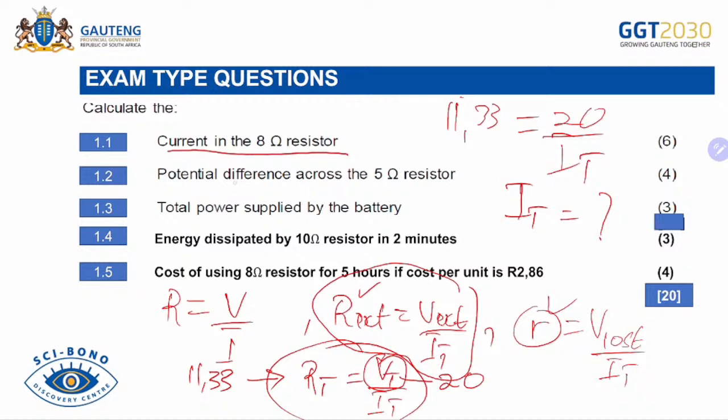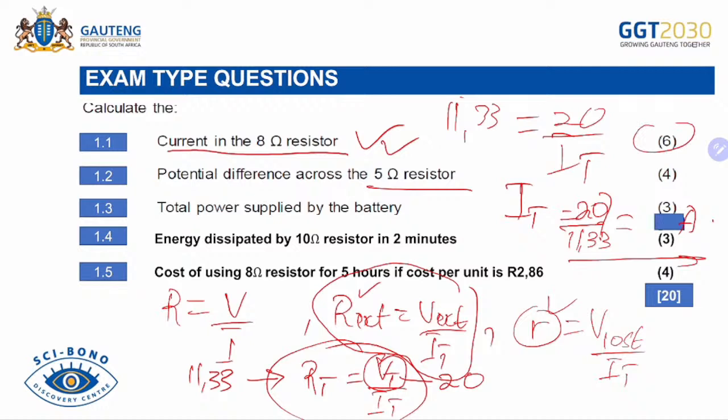Then we can calculate the potential difference across the 5 ohm resistor. So learners, here I will just use these values as they are. 20, is it 20? Yes, 20 over 11.33. Then you'll get your answer in amperes. That will be the total current, which will be the current that will pass through that 8 ohm resistor. Can you see 6 marks? So where are you supposed to start? And please, learners, be careful.